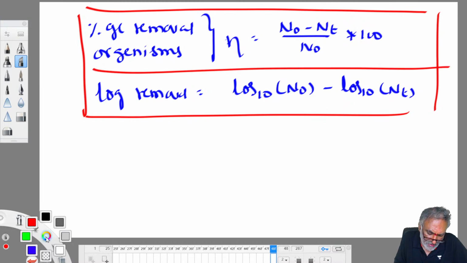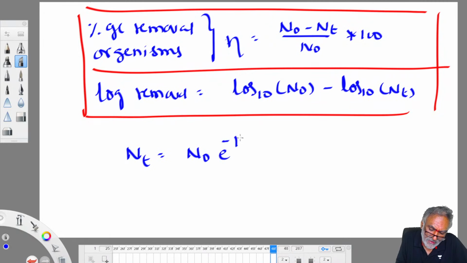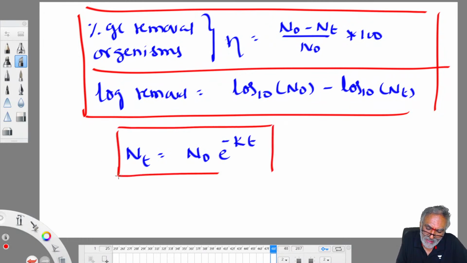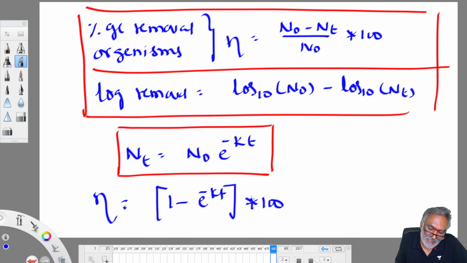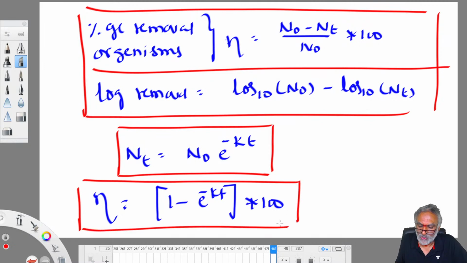You can also find out NT, the number of organisms remaining in water at any time T, which is equal to N0 into e power minus kT. This equation is known as Chick's law for disinfection. So if you substitute that, efficiency can also be worked out. Substituting this NT value here, it is (1 minus e power minus kT) into 100. Using this expression also you can find out efficiency of removal. Based on this, questions are asked left and right in the GATE exam.